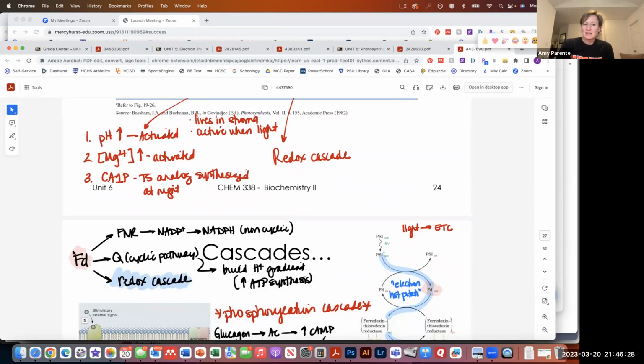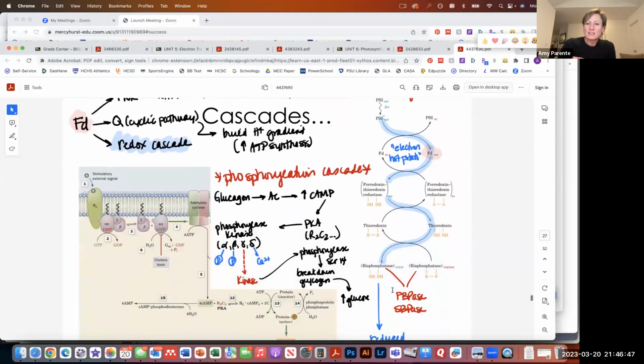because ferredoxin is not going to have electrons if electron transport isn't happening. Electron transport won't be happening at night because there's no way to excite the electrons to have them go through electron transport. So in this case, if this redox cascade is quiet, then neither FBPase nor SBPase will be in their reduced state. If they're not in the reduced state, they're not active.